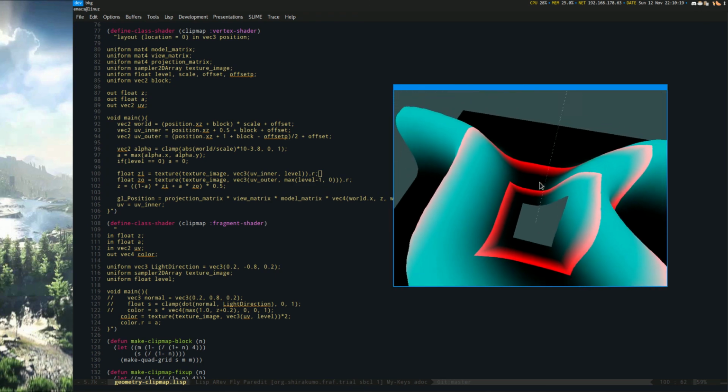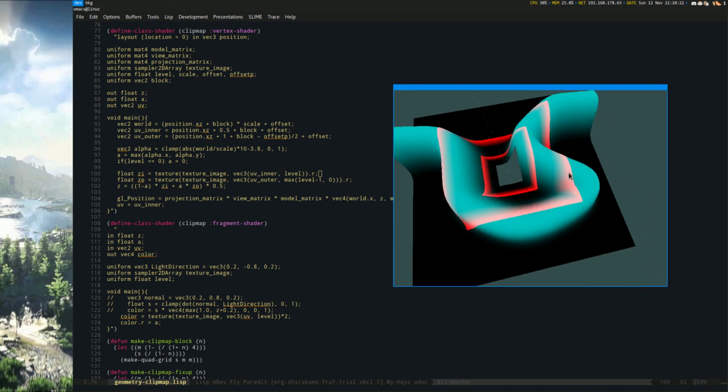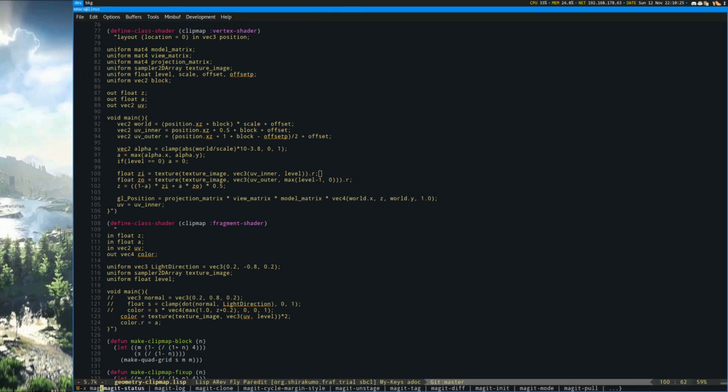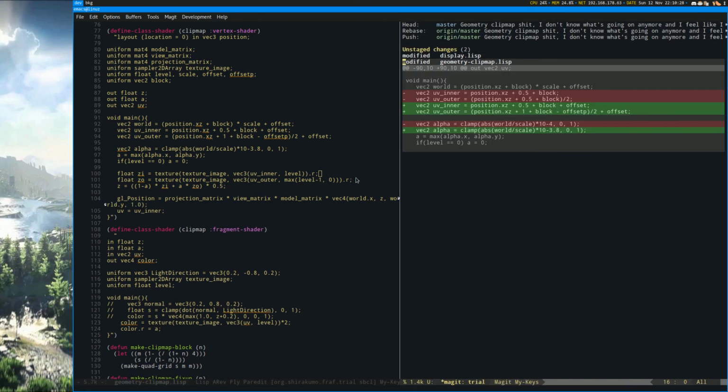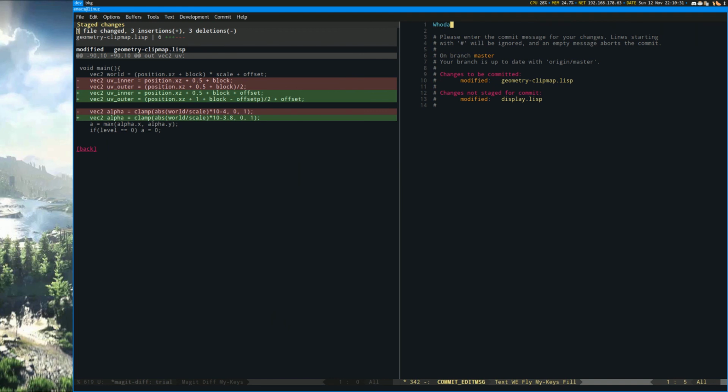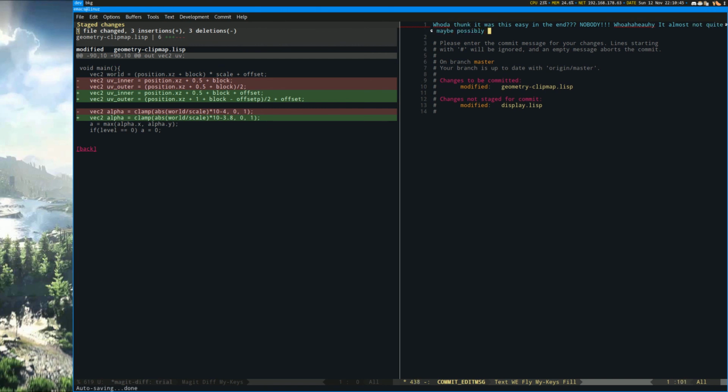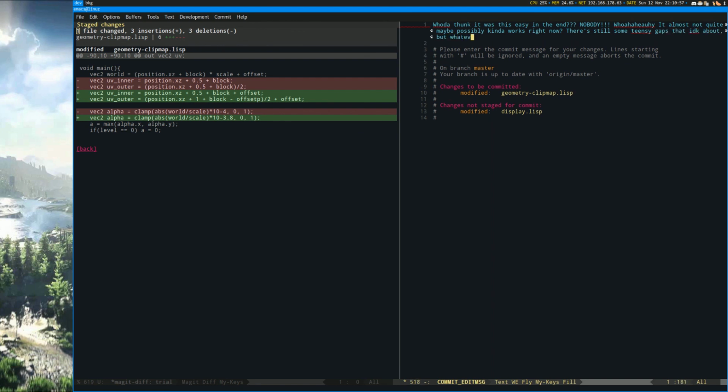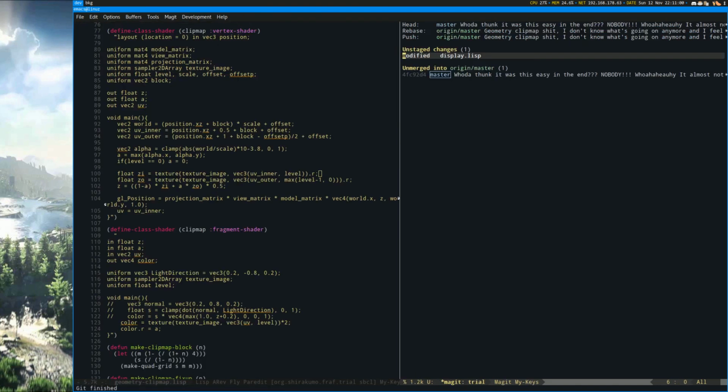Hurrah! Oh lord. Okay. Committing this. Who'd have thought it was this easy in the end? Nobody. Yay. It almost, not quite, maybe, possibly, kind of works right now. There's still some tiny gaps that I don't know about, but whatever. There we go.